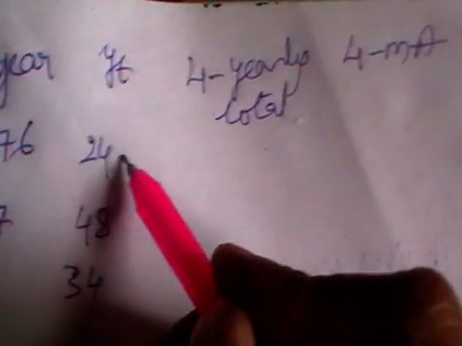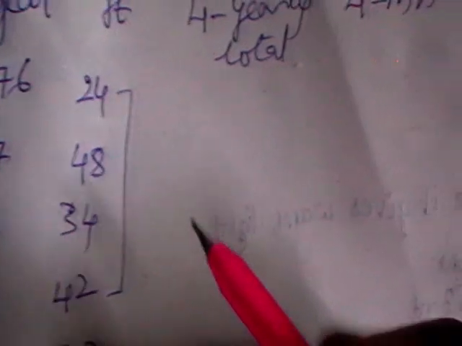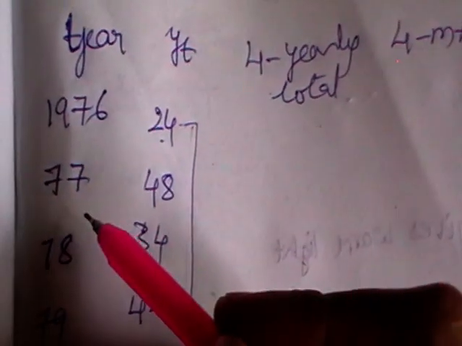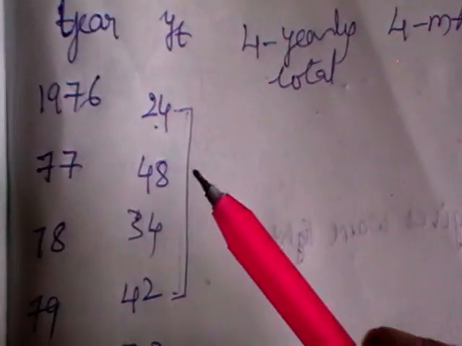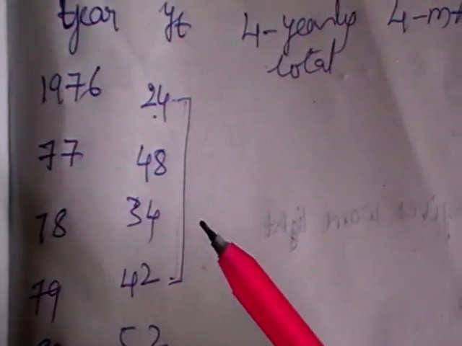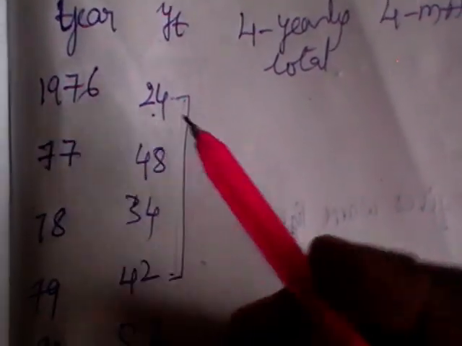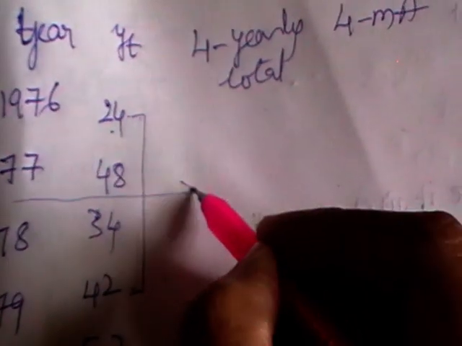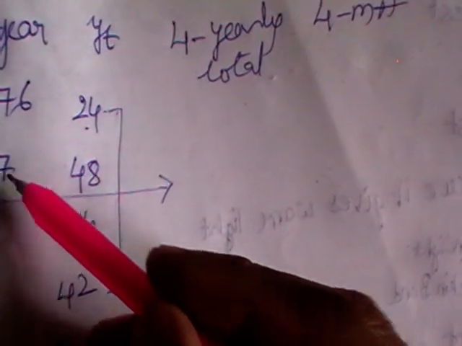For the 4 yearly total, starting from the first observation, add the first 4 observations, which gives 148. Then where do we place this? This is to be placed in between the values. In the previous problem we had 5 as the moving period, so we placed it against the middle one, the third period. But as 4 is an even number, you won't get the exact middle value, so you need to place it in between the years 77 and 78.